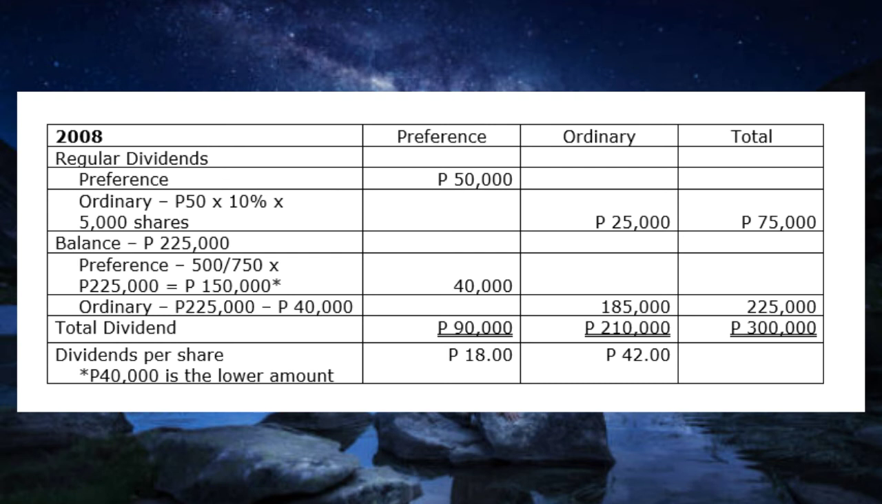Total is 225,000 pesos. Total dividends, preference: 90,000 pesos. Ordinary: 210,000 pesos. Total is 300,000 pesos. Dividends per share, preference: 18 pesos. Ordinary: 42 pesos. 40,000 pesos is the lower amount.